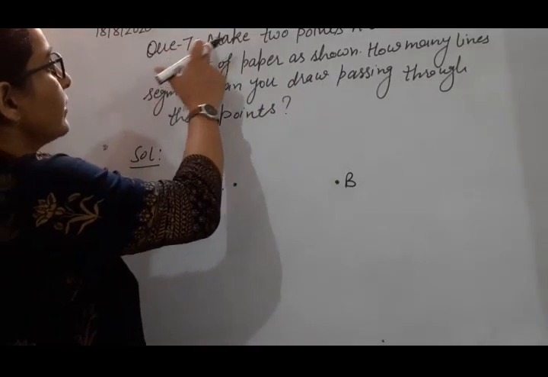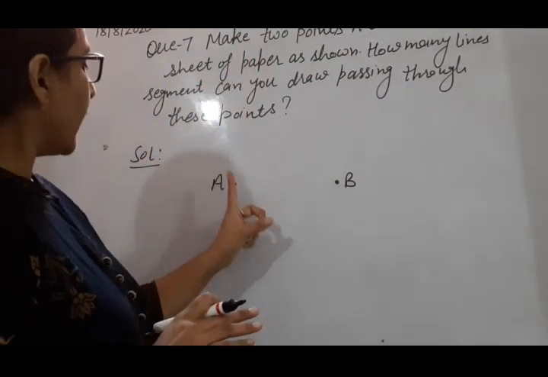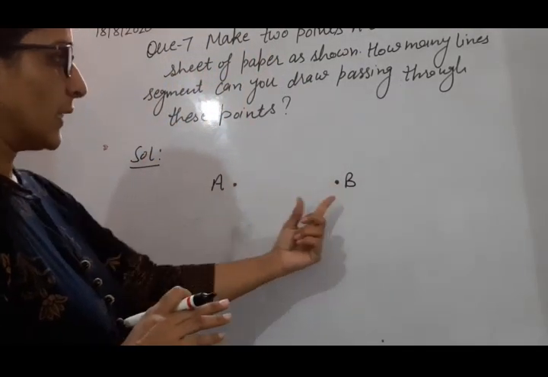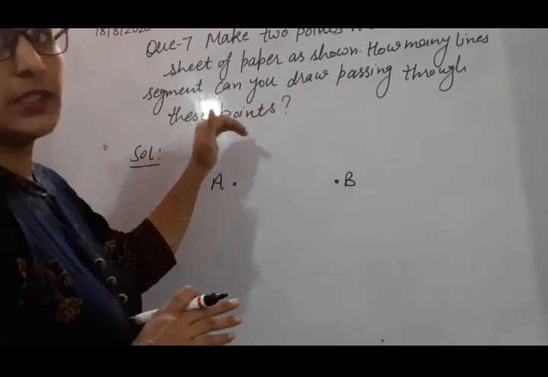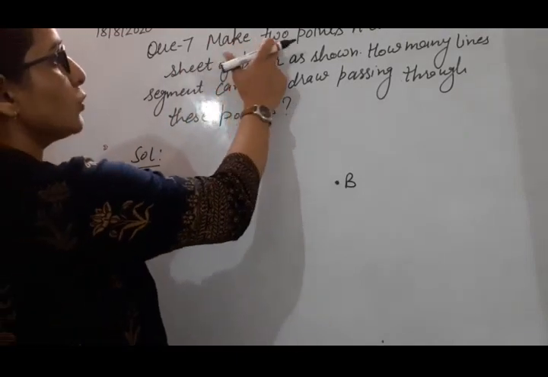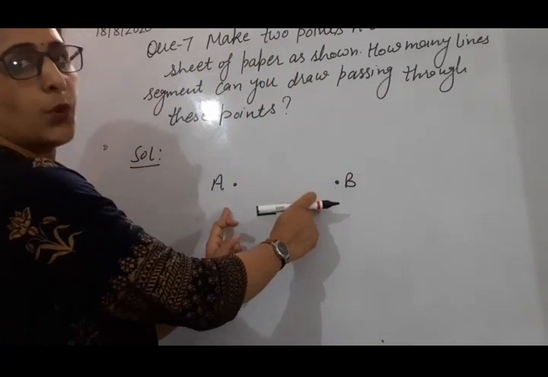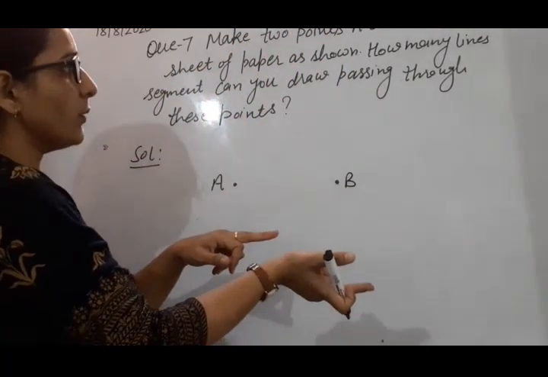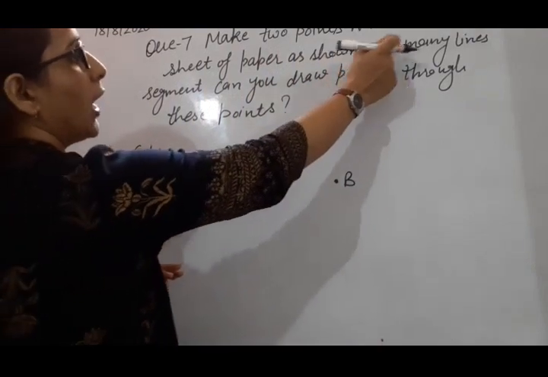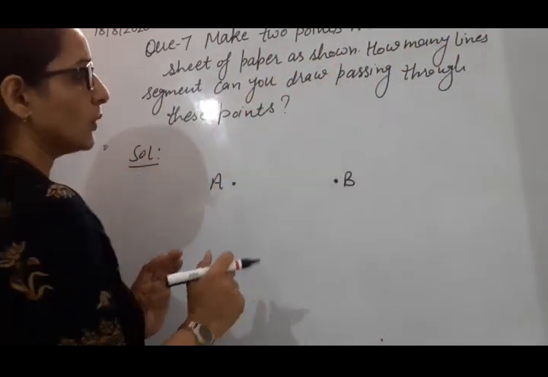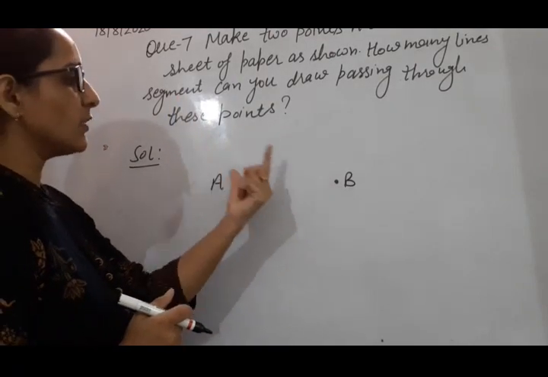Now question number 7 is: make 2 points A and B on a sheet of paper as shown here. How many line segments can you draw passing through these points? You make these points in your notebook, on a sheet of your paper, and tell how many line segments you can draw. Only one line segment we can draw.